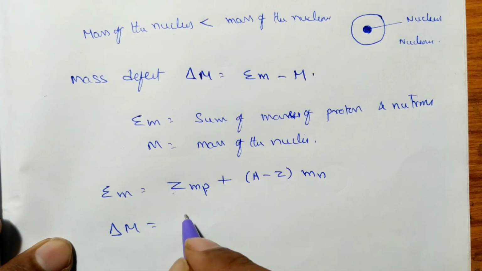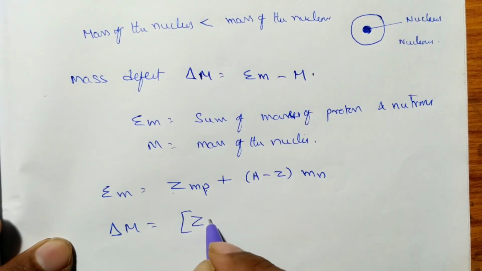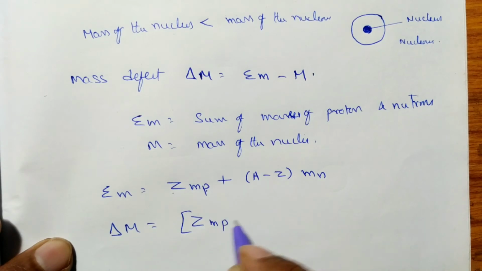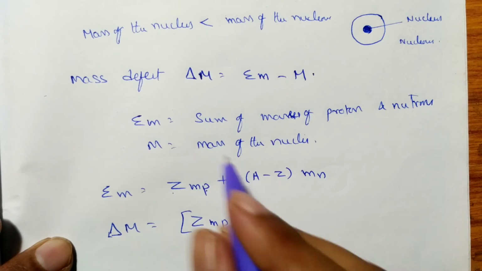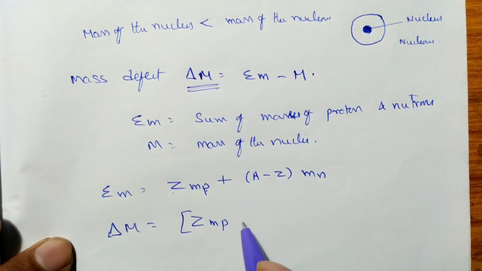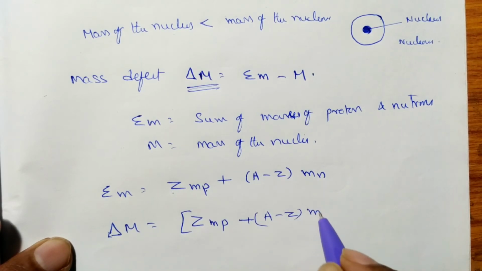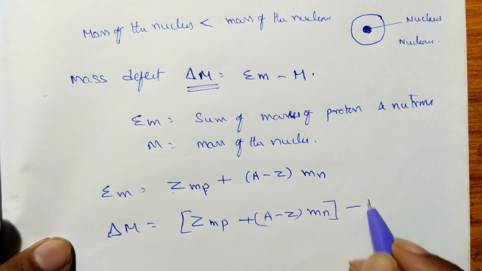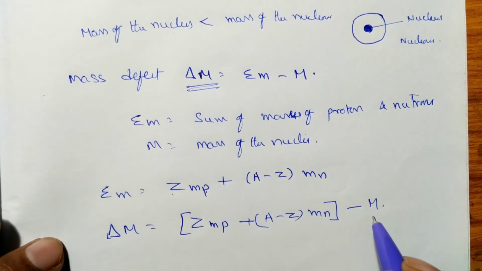Delta m is equal to ZMp plus A minus Z Mn minus mass of the nucleus. This delta m refers to the mass defect here.